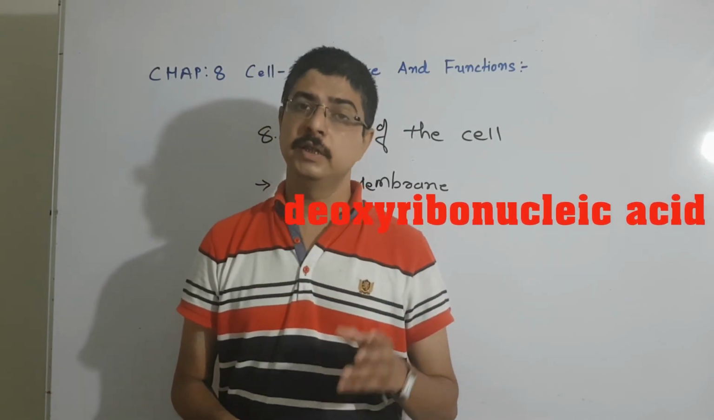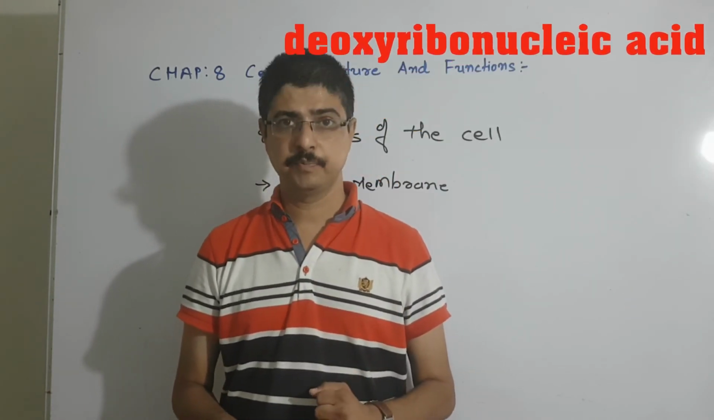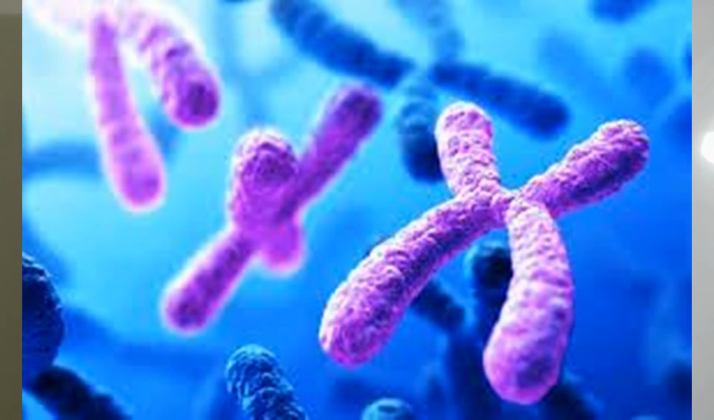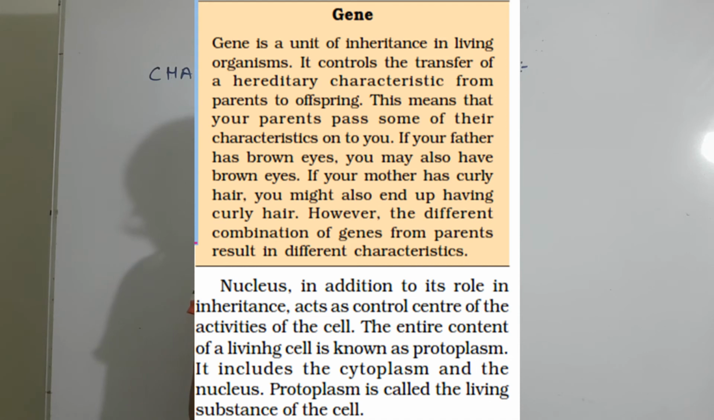Deoxyribonucleic acid. This is inheritance material. So whatever characteristics we get from the parents, that is with the help of these chromosomes. These chromosomes are visible under a microscope only at the time of cell division. Gene. Gene is a unit of inheritance in living organisms. It controls the transfer of hereditary characters from parents to offspring.